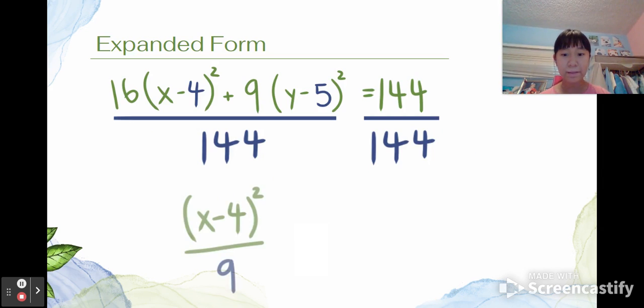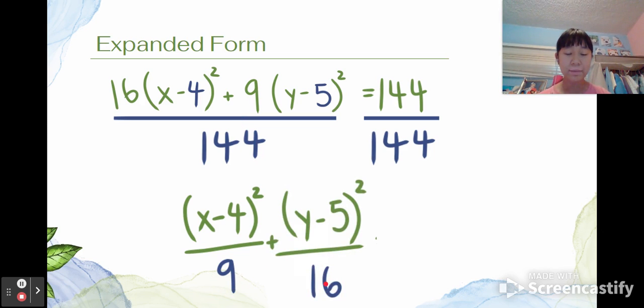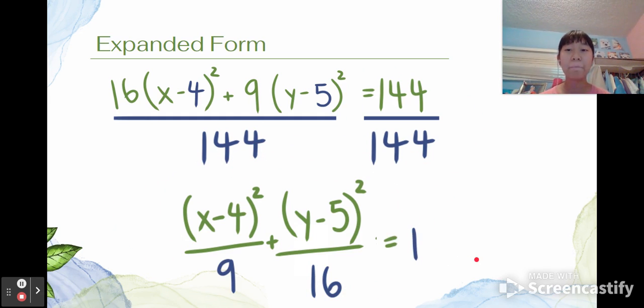And we get x minus 4 squared over 9. And why? Well, 144 divided by 16 is 9. And 144 divided by 9 is 16. So we get y minus 5 squared over 16. And of course, 144 divided by 144 is 1. So now we have the standard equation of an ellipse. Yay, we finished solving it from expanded form into standard form.